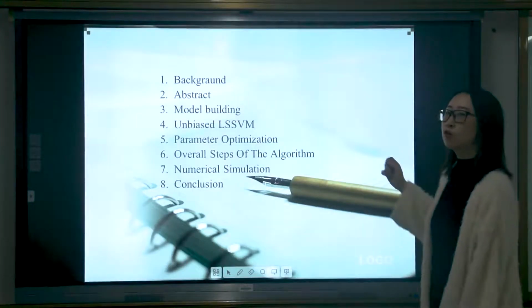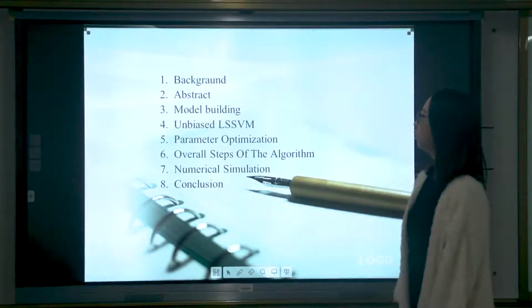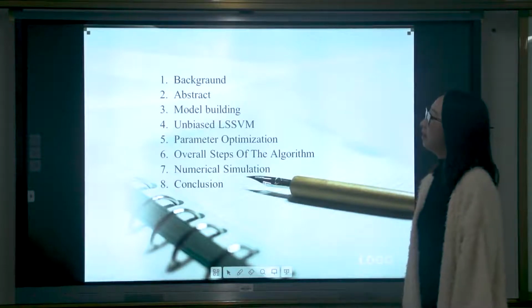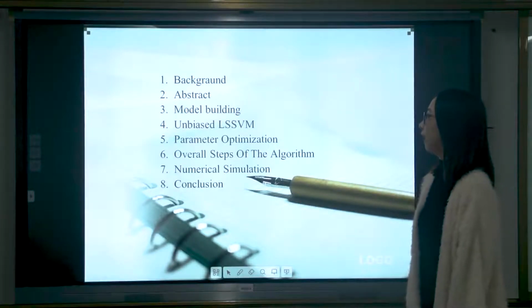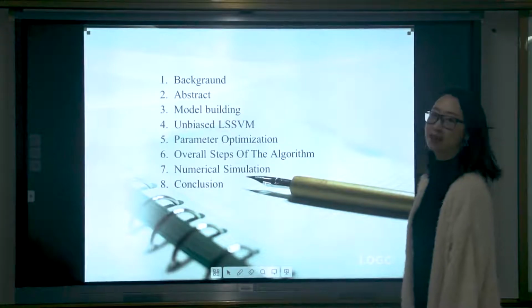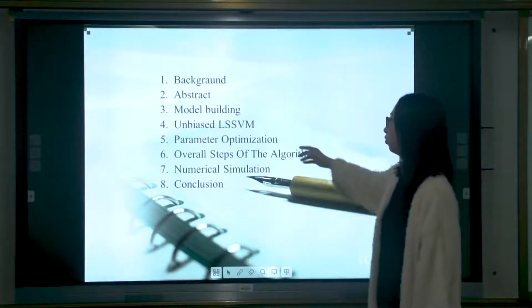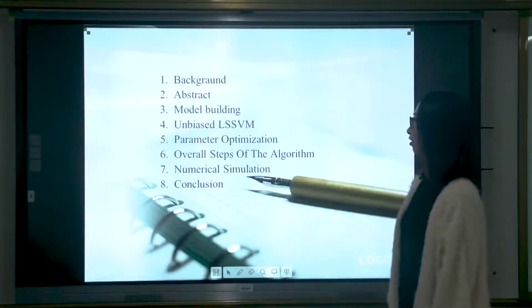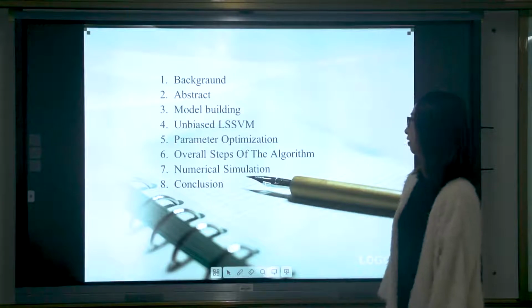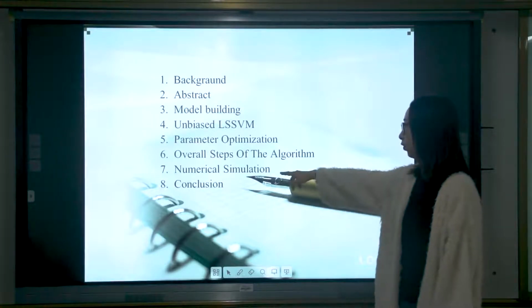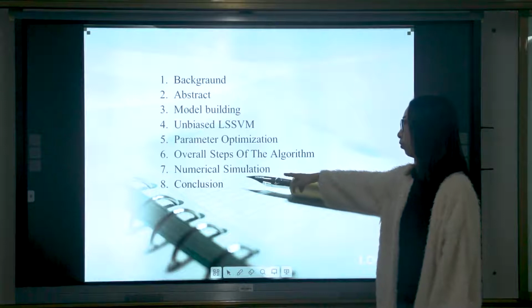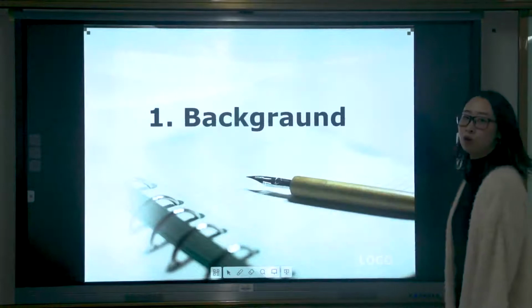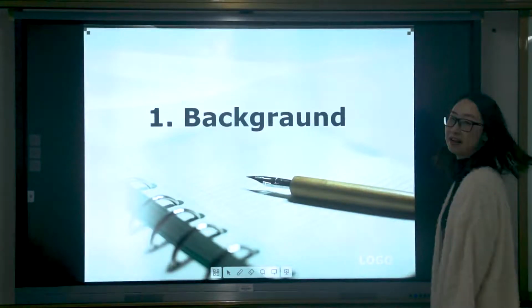So I will introduce these 8 parts. The first one is background, the second one is abstract, the third one is model building, and the next one is unbiased LSSVM. After that I will introduce parameter optimization, then the overall steps of the algorithm, then I will show the numerical simulation, and finally the conclusion. So let's start from the first part, background.